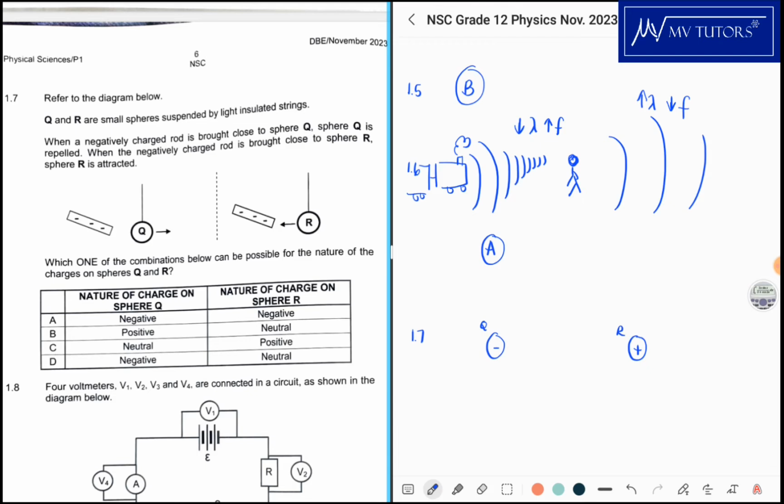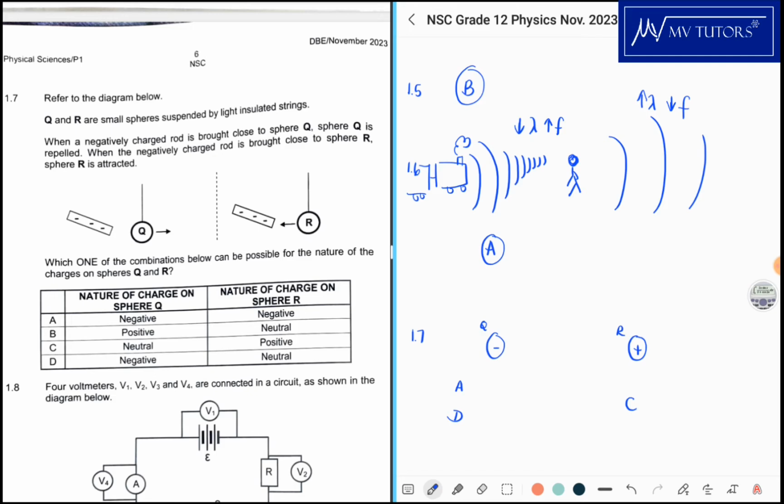Okay, so C says neutral. Anyway, let's focus. It's either A or D. And the nature of charge on sphere R, we said it's positive, so we're looking at C. I'm seeing neutral.